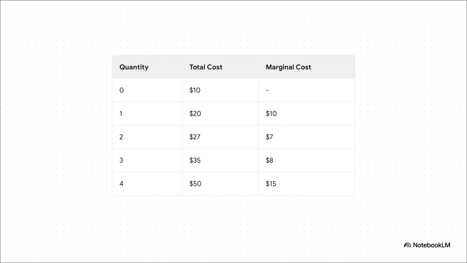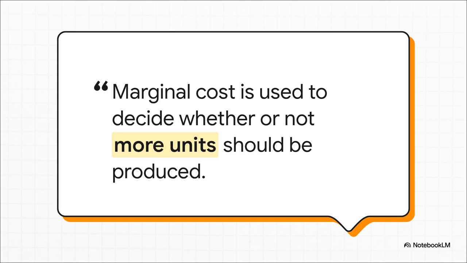To make that very first unit, our total cost jumped from $10 to $20. So the marginal cost of that first unit was $10. But what about making the second one? Well, the total cost went from $20 to $27, so the marginal cost of just that second unit was only $7. See the difference?